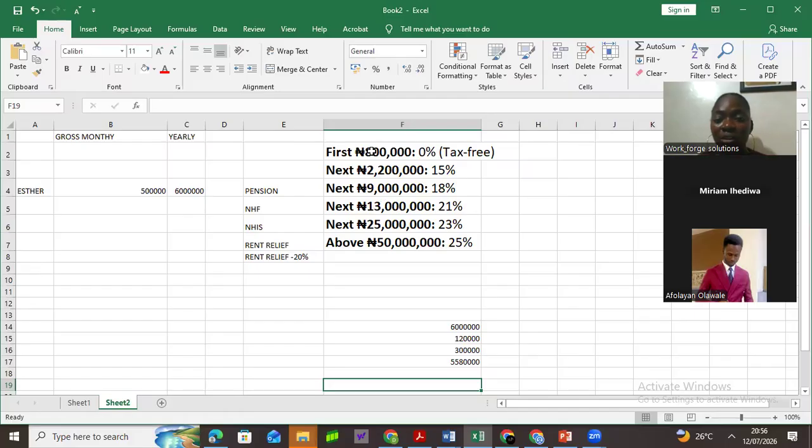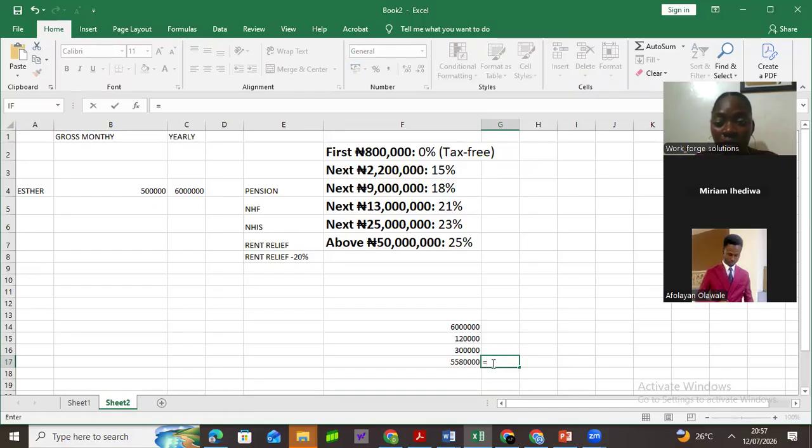So the first 800,000 naira is tax free. So this minus 800,000. This is what? F what now? F17. F17 minus 500,000. You give us what? 5,800,000, right? Good. So the next 2.2, 15%.